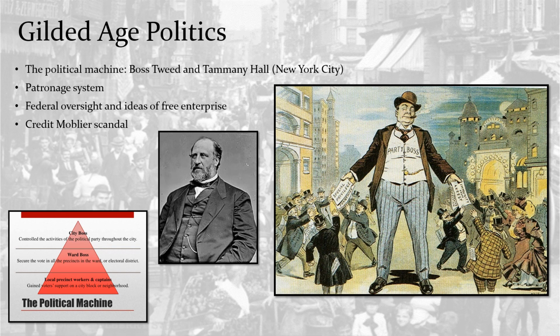So talking about Gilded Age politics, you can't talk about the Gilded Age without talking about the political machine. A great example is Tammany Hall and Boss Tweed. The way it works is you have the city boss who controls the activities for the political party. I believe he was a Democrat.